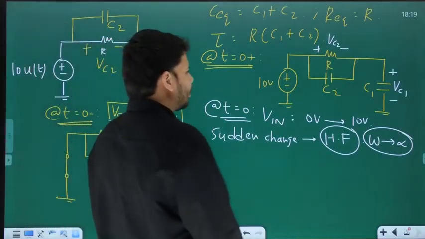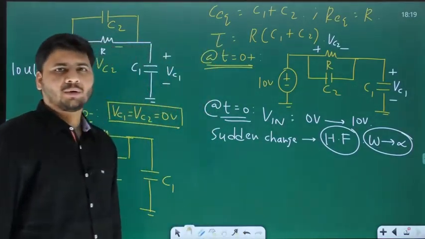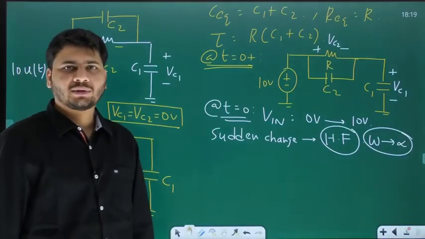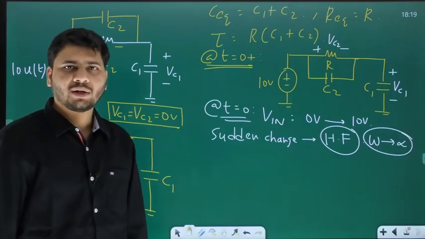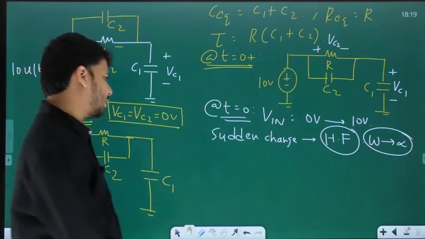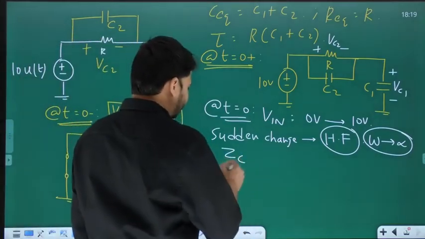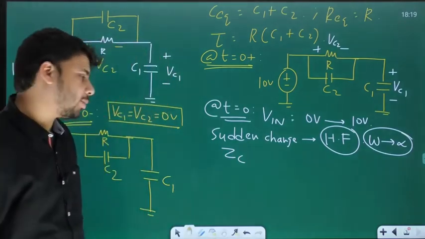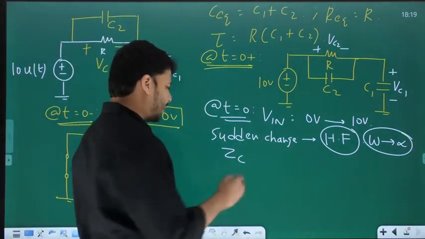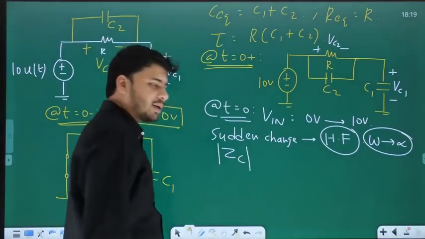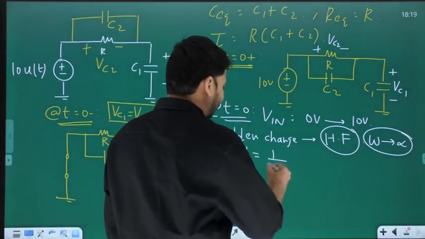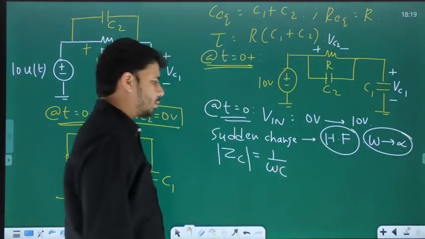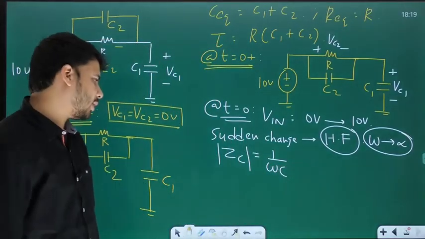Anyway, for a capacitor, you must be knowing that its impedance is 1 by j omega c, or the magnitude of the impedance is 1 by omega c. So Zc is the impedance of the capacitor, which is 1 by j omega c. Mod Zc is the magnitude of the impedance, which is 1 by omega c. You all must be knowing this.